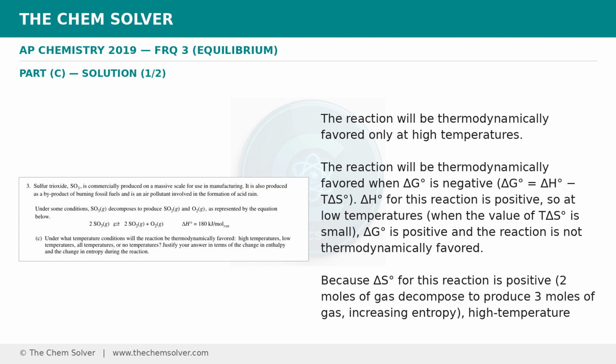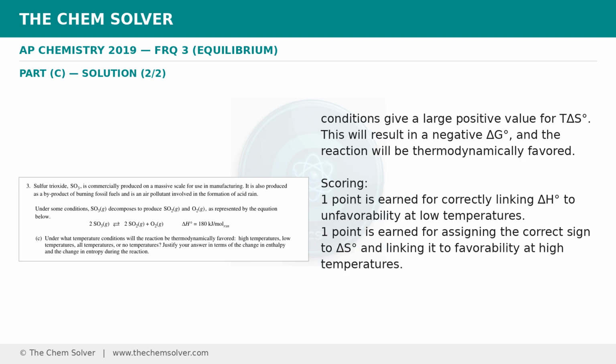Because ΔS° for this reaction is positive, 2 moles of gas decompose to produce 3 moles of gas, increasing entropy. High-temperature conditions give a large positive value for TΔS°. This will result in a negative ΔG°, and the reaction will be thermodynamically favored.